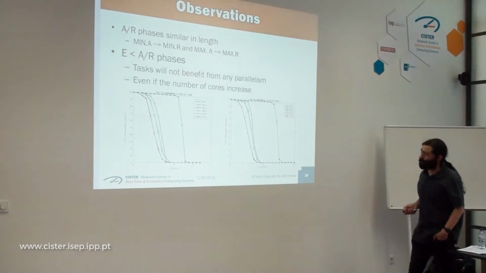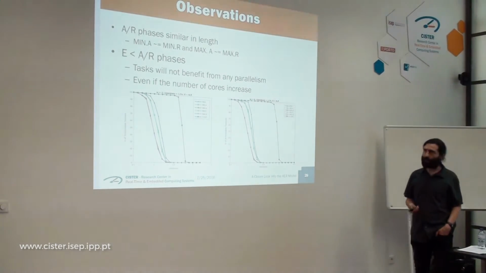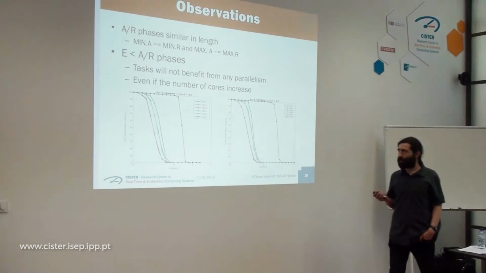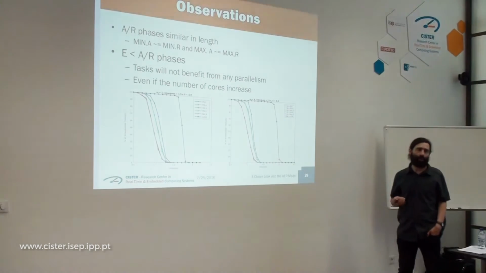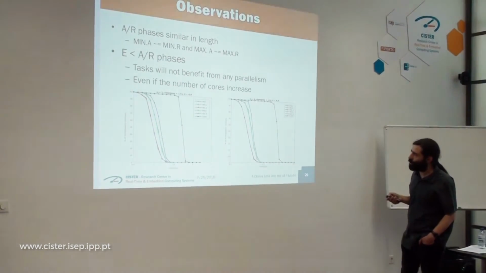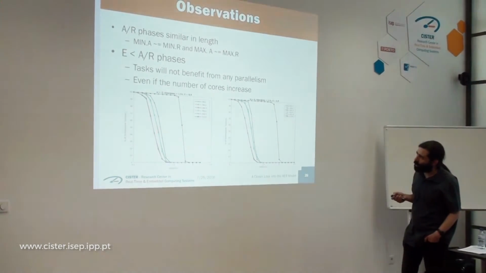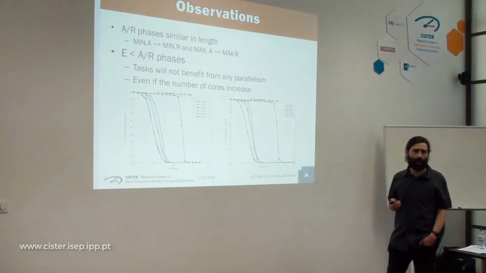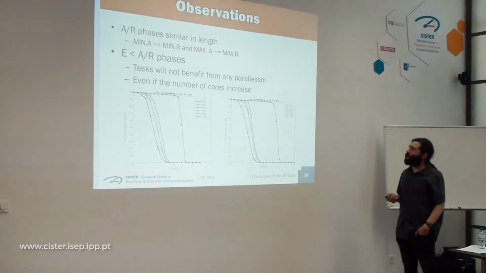So now the results and the observations. The first observation that we can make is that when the A and R phases are similar in length, the heuristics that use the minimum and maximum will behave in the same way. So for instance, here we see these are the results in pink and red for the maximums, and for the green and light blue for the minimum. So if the values are the same, the heuristics will behave in the same way.